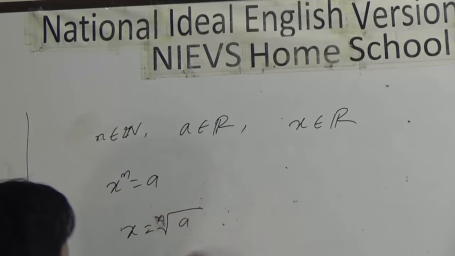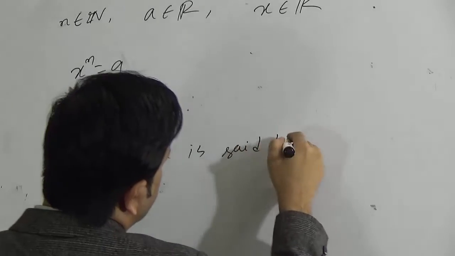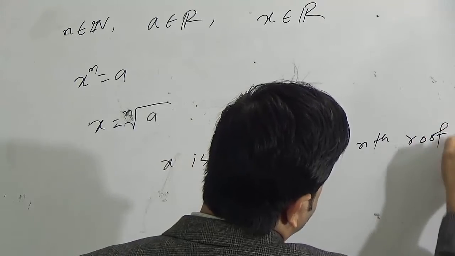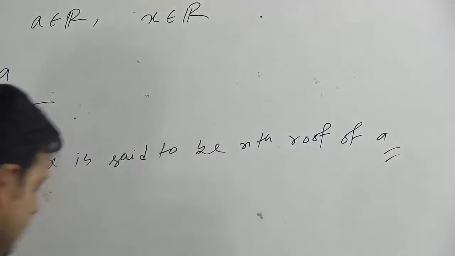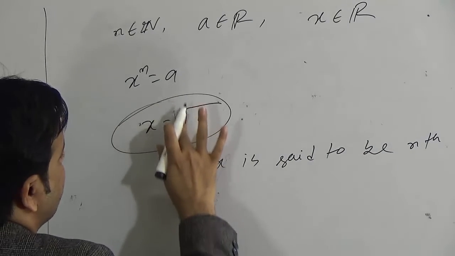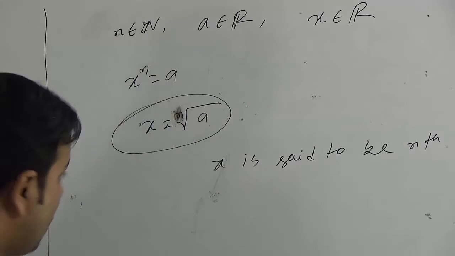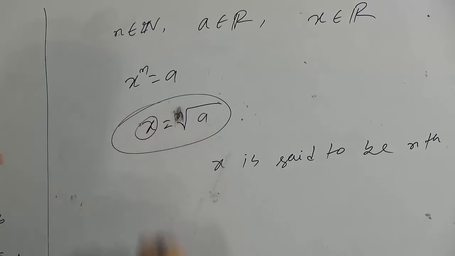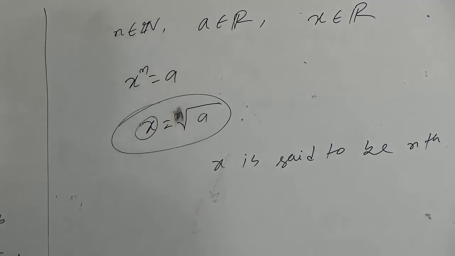If x to the power n equals a, then we can say x is the nth root of a. We denote it in this way: x equal to nth root of a. So here x is the nth root of a. So this is the concept of root.